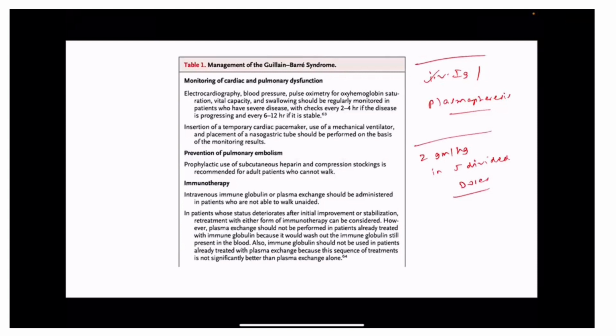Okay, that is it, if you have to remember about GBS. And apart from that, you have to monitor the patient if he's having respiratory distress or if he's landing into pulmonary embolism, because these patients are going to be bedridden for a long time.